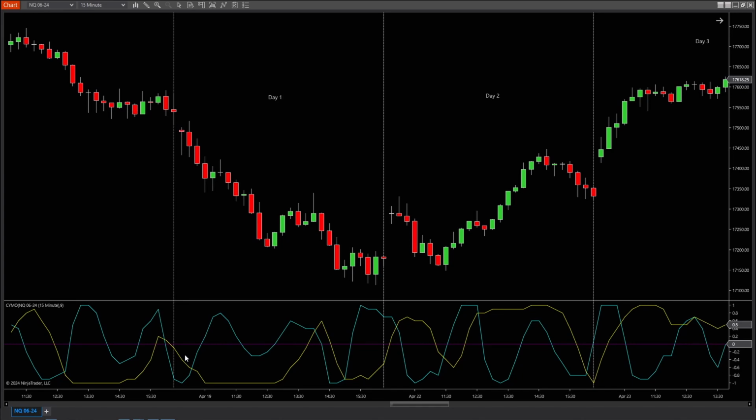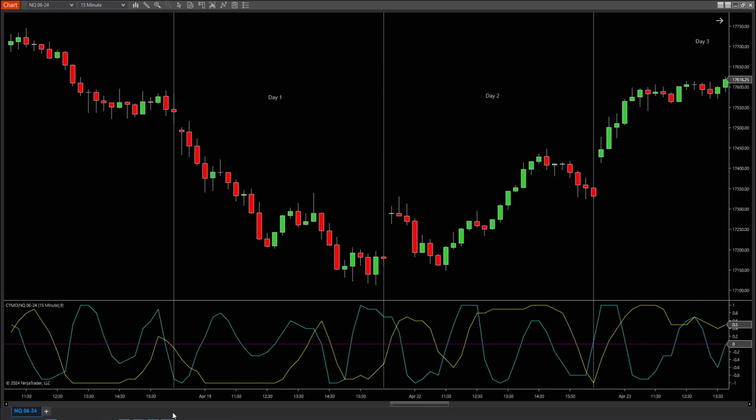Engineered primarily for the E-micro and E-mini indices, CyMo Pro excels on a 15-minute time frame. While optimized for the E-mini S&P and E-mini NASDAQ 100 futures, you can experiment with it on various symbols and time frames to see what best suits your approach.